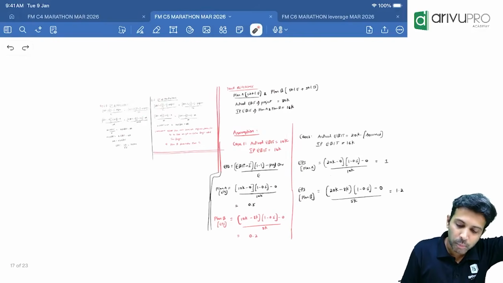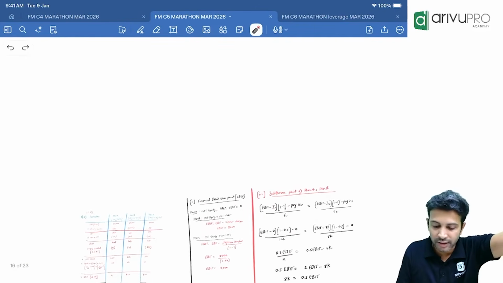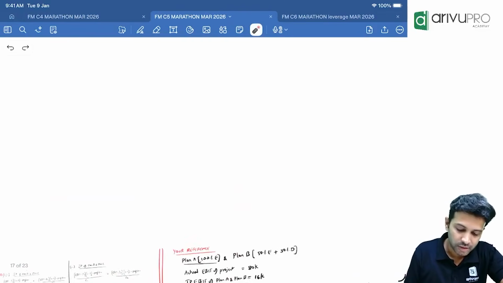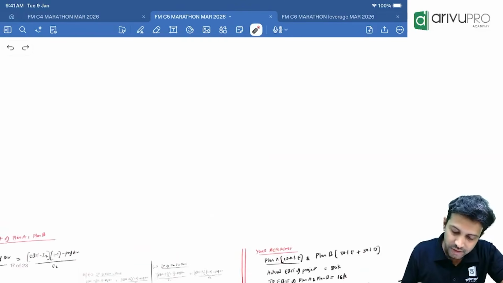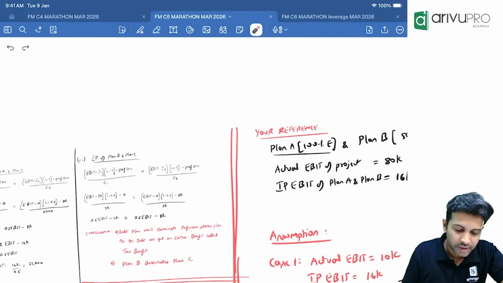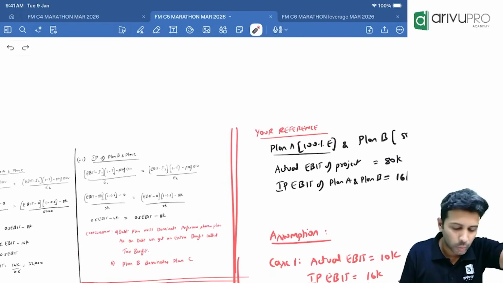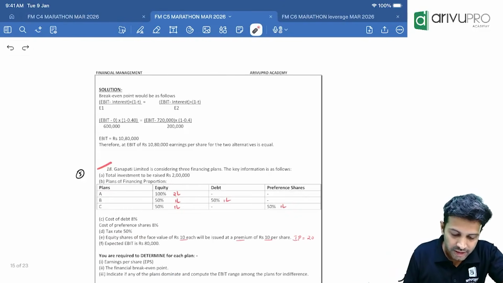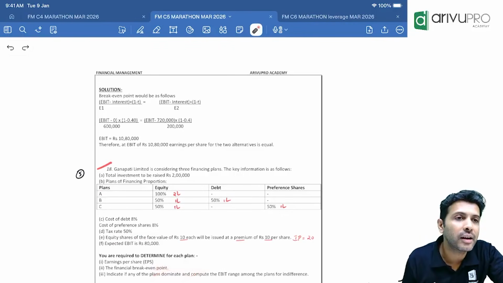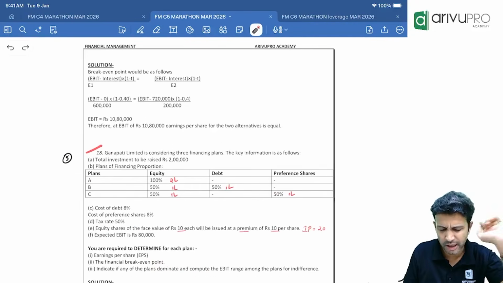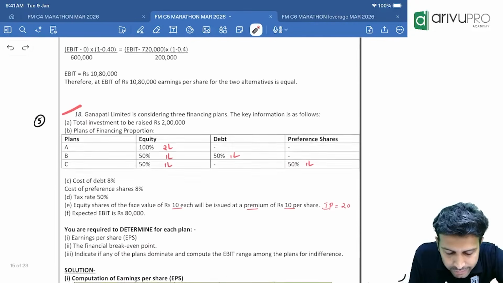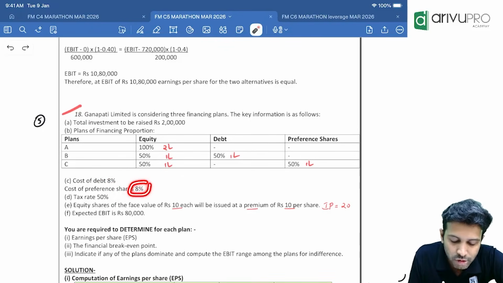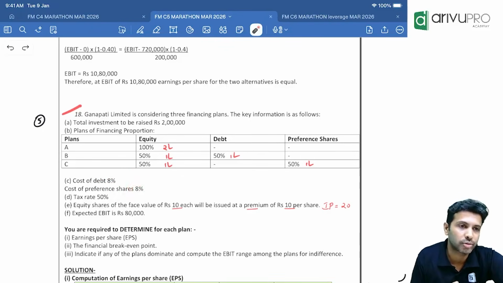Done now. What was one more theory, people? Now we did a comparison between A and B. Next will be B and C, next will be A and C. One minute, hang on. If you read the question, they asked, does any plan dominate? Now just observe. On debt, how much interest rate are you giving? 8%. On preference shares also, how much dividend are you giving? 8,000. Correct?